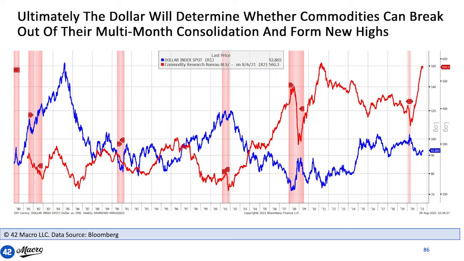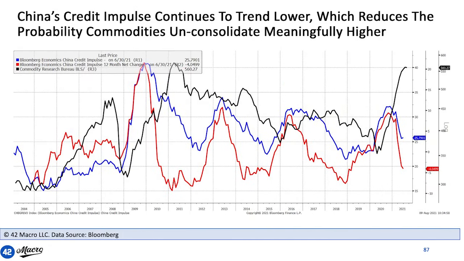But so obviously we probably do need to see some dollar weakness from here to get that to occur. On slide 87, kind of looking at this from a fundamental lens, China's credit impulse continues to trend lower, which reduces the probability commodities consolidate meaningfully higher. I'm not even sure if that's a word.